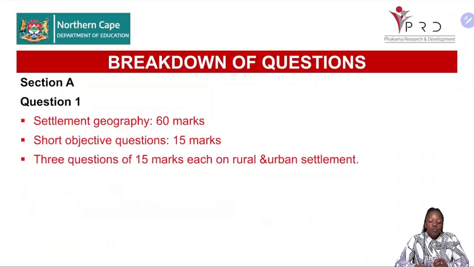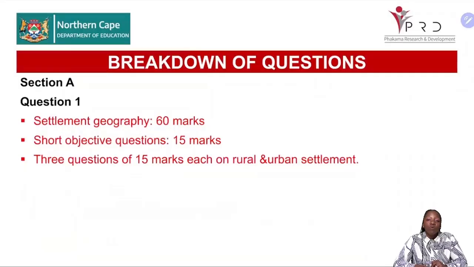Then you move to the long questions now. The long questions, you'll expect them from figure 2.3 up until 2.5, and the questions there will be 15 marks each. Your 2.3 will have 15 marks, your 2.4 will have another 15 marks, your 2.5 another 15 marks. Then it will give you a total of 60 marks.